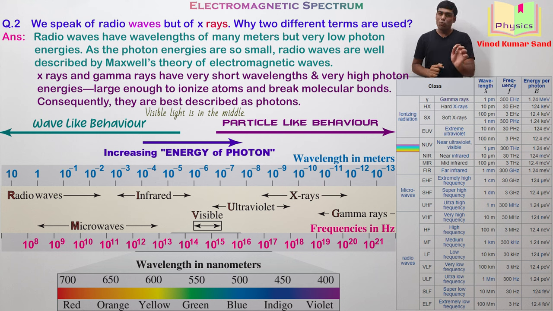Whenever the photon energy is very small, we'll treat that part of the electromagnetic spectrum as a wave. Its major properties will be very well defined if we use the wave picture. And whenever the photon energies are very high, then we'll be using the particle nature, the photon picture. The high energy photons of X-rays or the gamma rays can ionize. That is also another big difference. The radio waves, microwaves generally cannot ionize, but the X-rays and gamma rays can easily ionize, can easily break the bonds. Note it down.